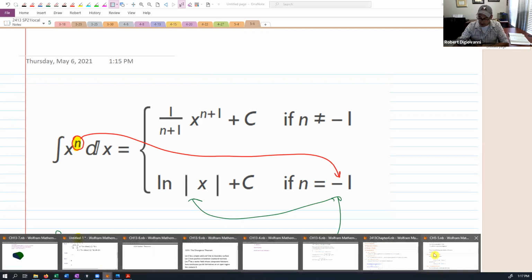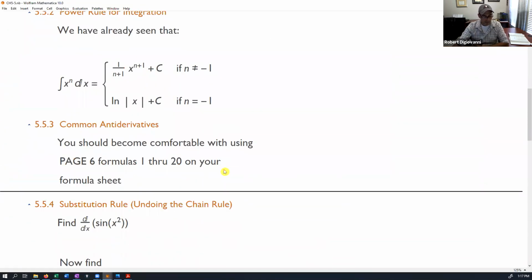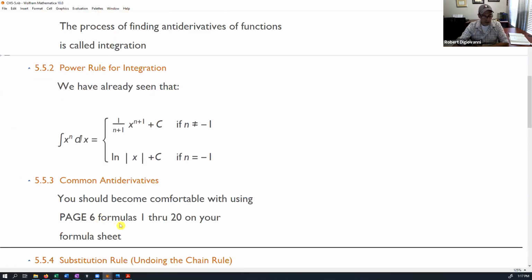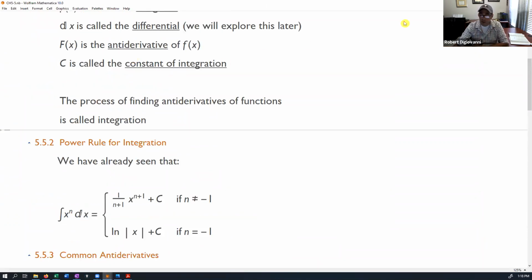The other thing we should be comfortable with is page 6 of our formulas. So let me go bring up page 6 of the formulas.